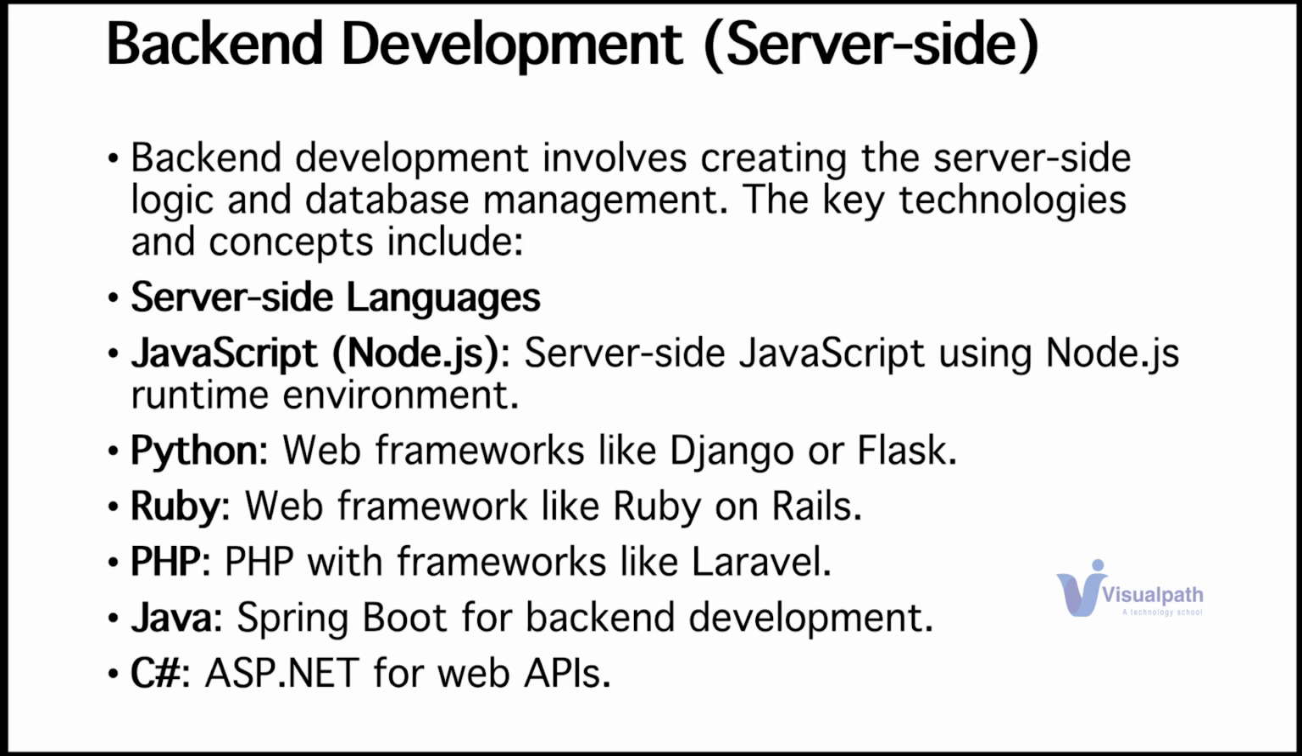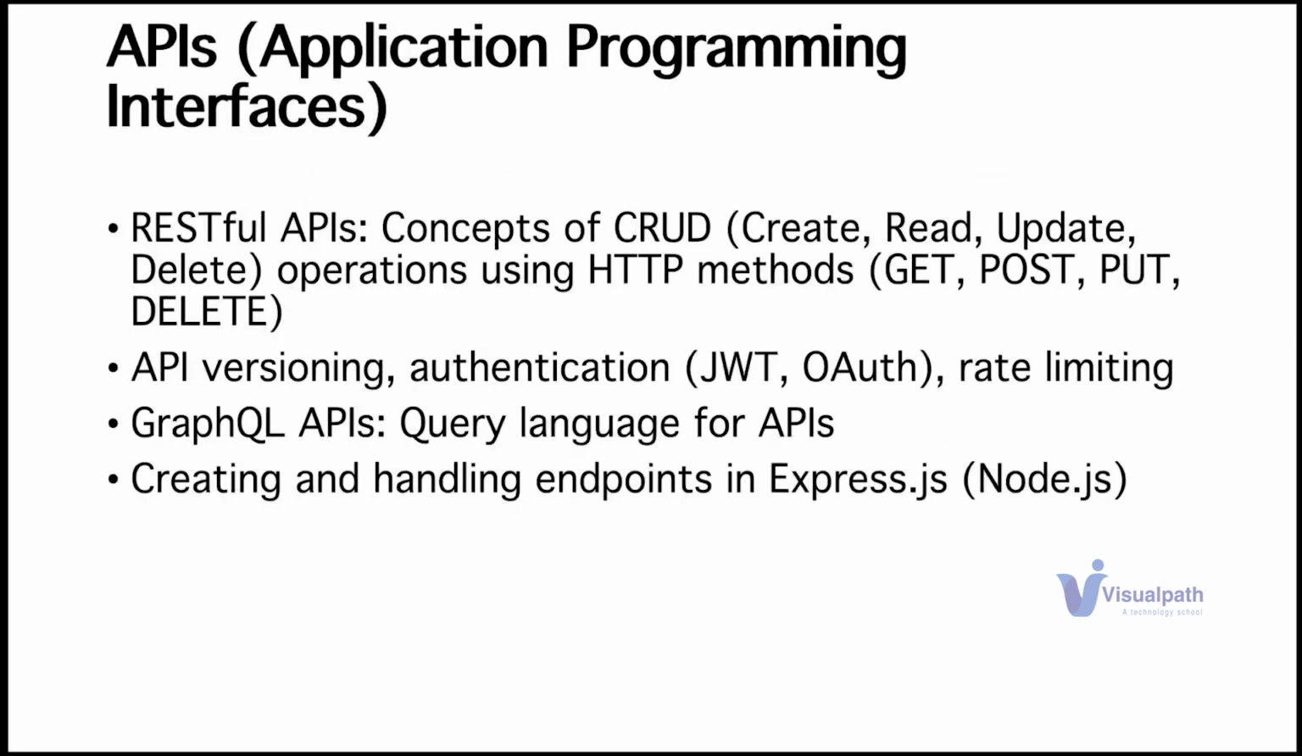So API is nothing but application programming interfaces. Generally we build RESTful APIs. The concept of CRUD, like create, read, update, delete operations, uses HTTP methods like GET, POST, PUT and DELETE. Then API versions and authentication. For authentication, we basically take up JWT or OAuth. GraphQL is sometimes used in some client applications or companies where you have to build reports or a reporting engine. We can also build APIs by creating and handling endpoints using Express.js.